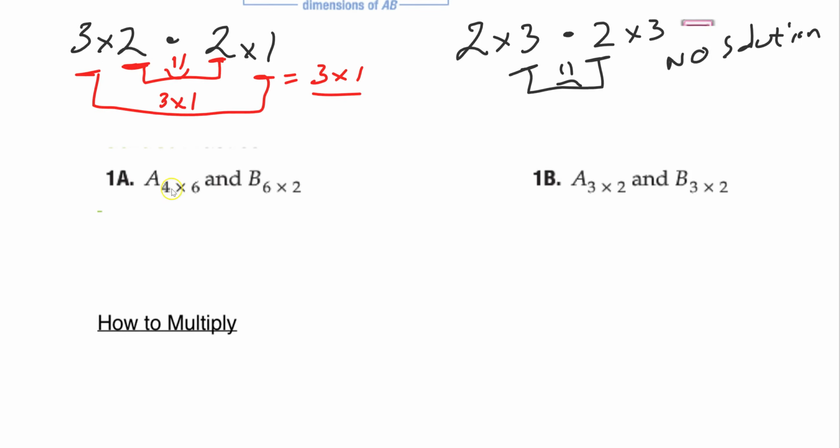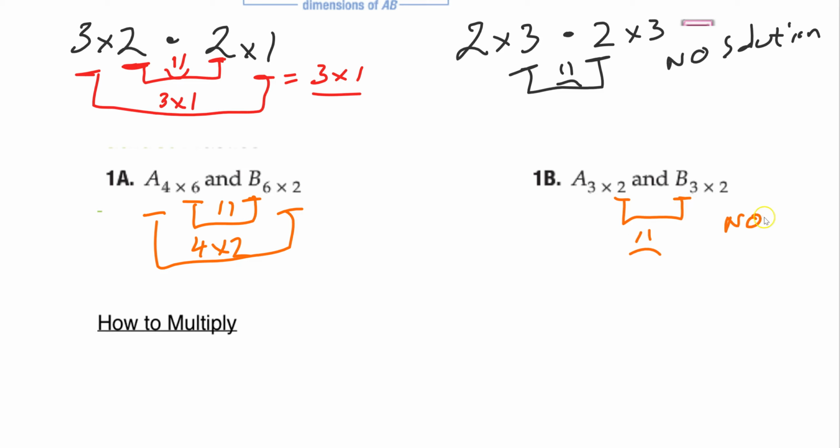So this is the first one. A 4 by 6 times a 6 by 2. Well, these insides match. Yay. And then we get a 4 by 2. So I can multiply and I'll get a 4 by 2. Look at the next one. 3 by 2 times a 3 by 2. These do not match. So no solution. Not possible is probably the better answer. There's not really a solution. Anyway, so that's step 1. You just have to see if you can multiply things.